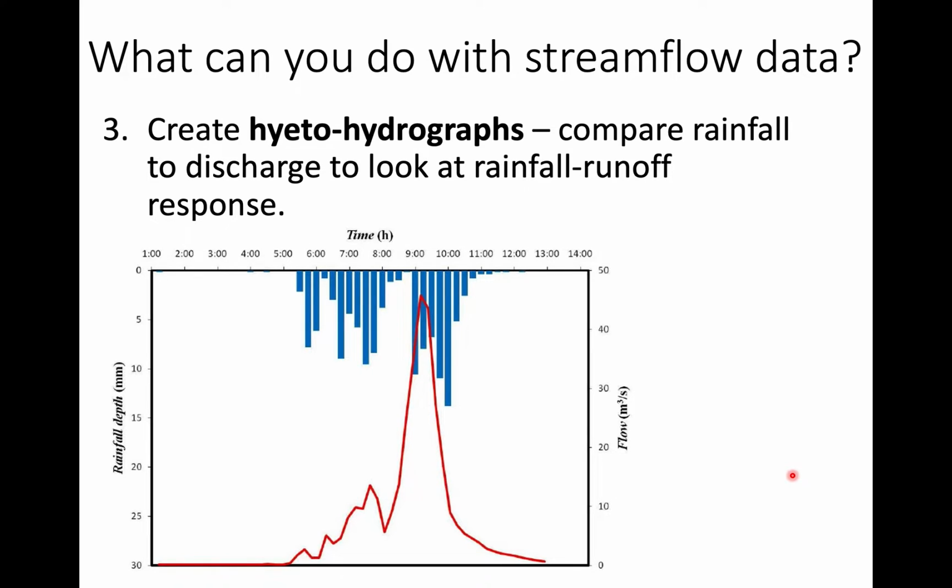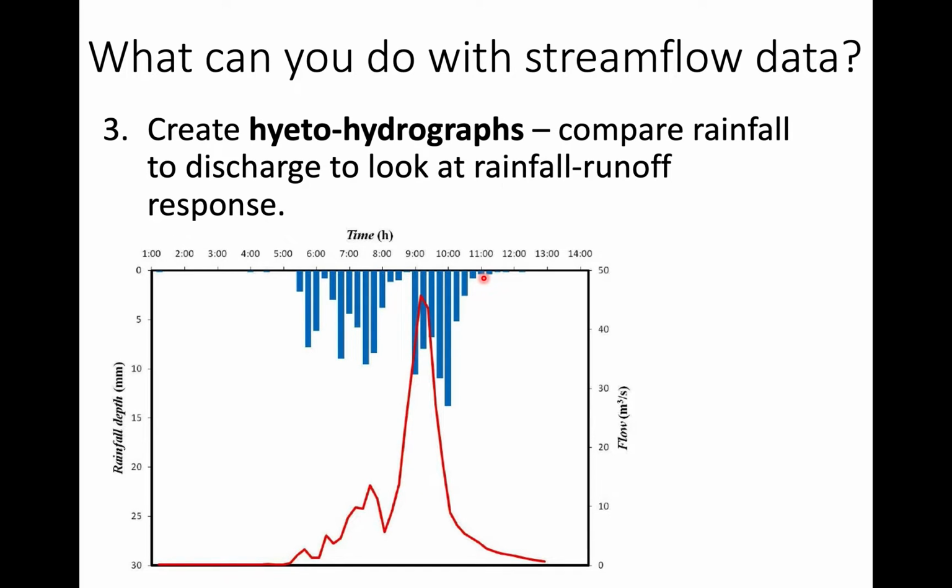All right, I've actually already showed you the next thing you could do with streamflow data. If you have streamflow data and precipitation data from a rain gauge, you can take a hydrograph of a storm and have a hydrograph or a rainfall graph coming down from the sky or sticking up from the bottom.